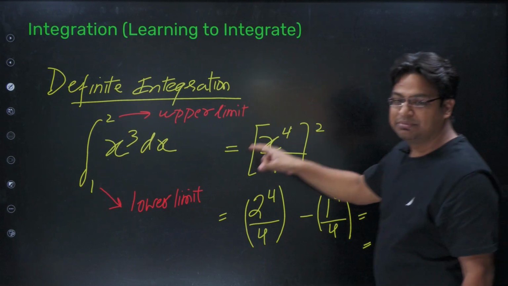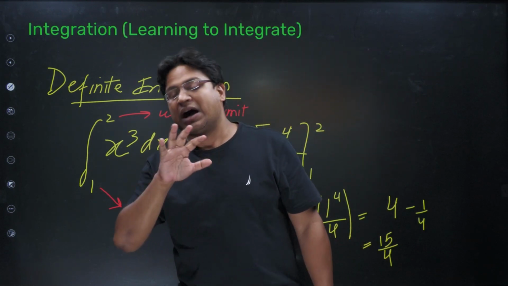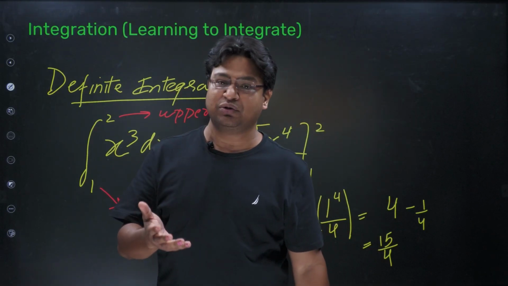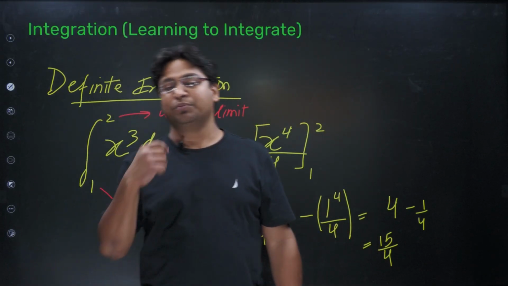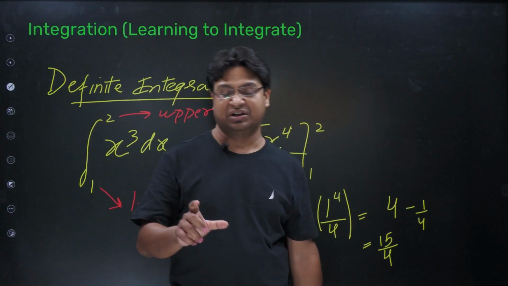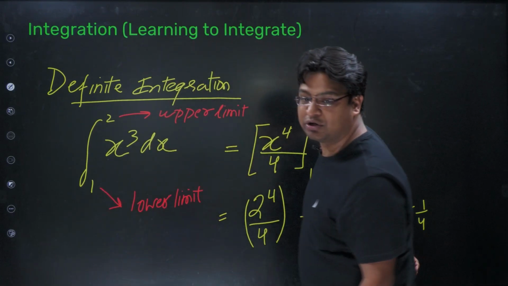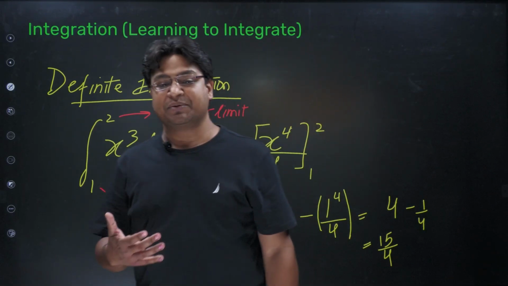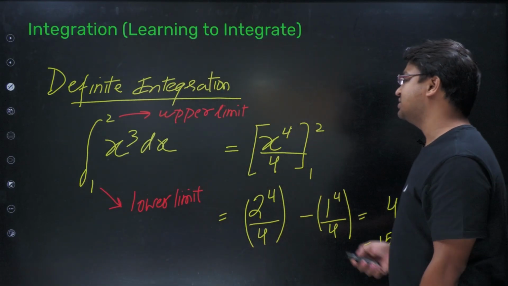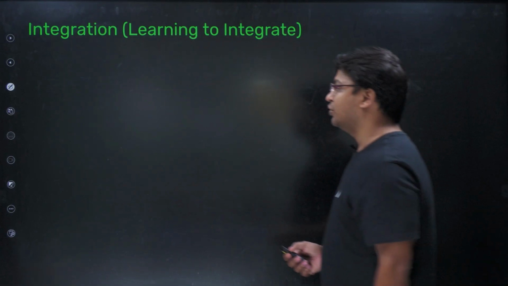We did a similar thing in differentiation also. After differentiating, I taught you that if it is necessary, you can put some value of x, and when you put the value of x, you get a number, and that number indicates the slope of the tangent. Similarly, this number here also represents something. What it represents is something that I haven't told you yet. I'm yet to tell you that. So this is definite integration. Let's do one more example.